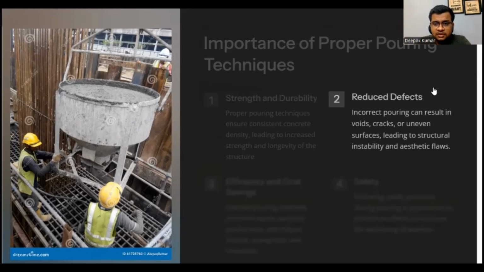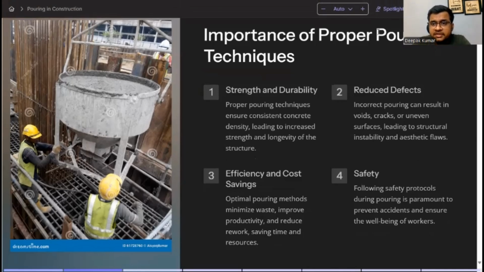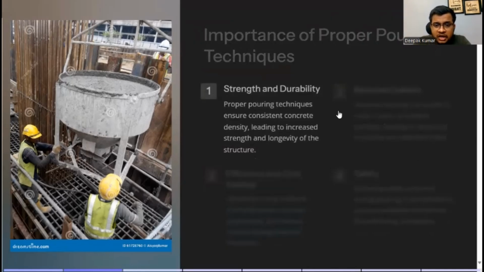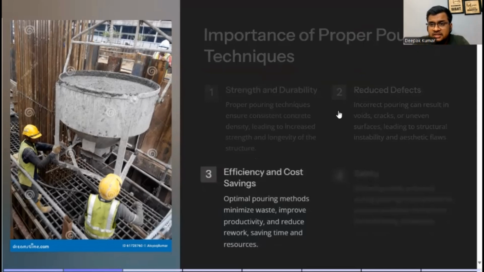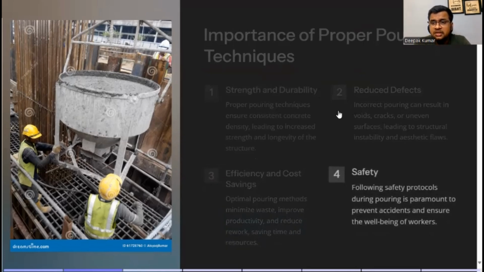Next is efficiency and cost savings. Optimizing pouring methods minimizes waste and improves productivity, and it saves time and resources. Safety is also a major part: safety protocols during pouring prevent accidents and ensure the well-being of the workers. These are the importance of proper pouring techniques on construction sites.